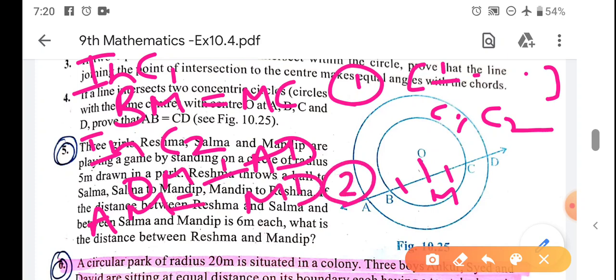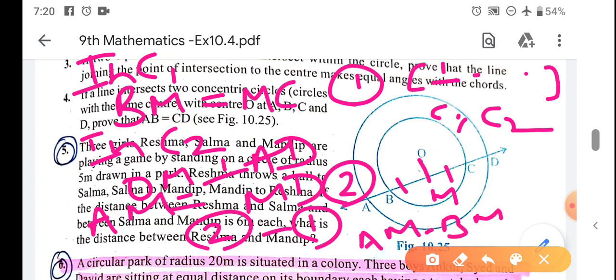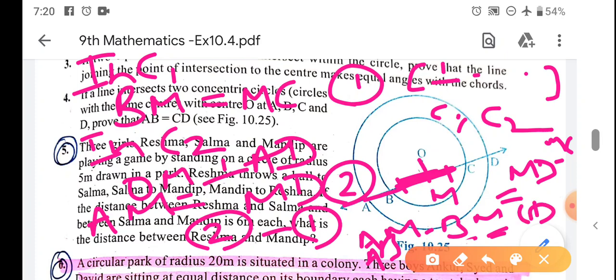Now subtract 2 and 1. Find the difference. From AM, BM is deducted. So you are left with AB, and MD minus MC gives CD. So here you get the answer: AB is equal to CD.